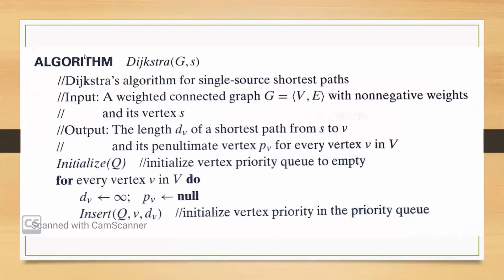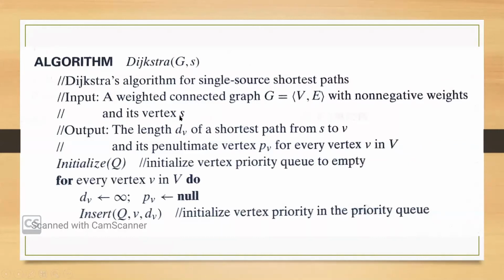The algorithm goes like this. Dijkstra is the function name, G is the input graph, and S is the starting vertex, the vertex you are starting from. Dijkstra's algorithm for single source shortest path. What are the inputs? A weighted connected graph G. It is connected as well as weighted, with non-negative weights. So there should not be any negative weights.